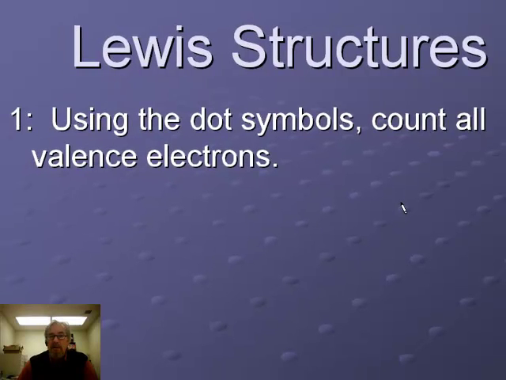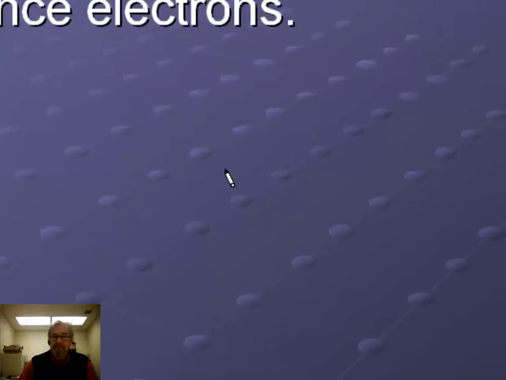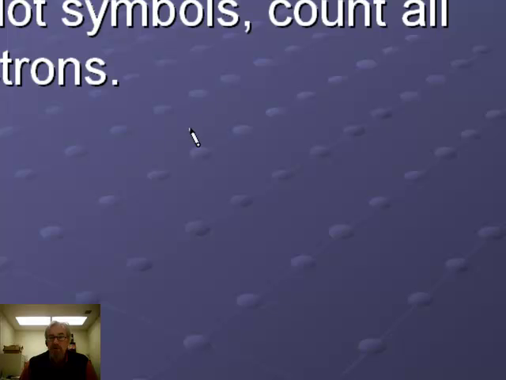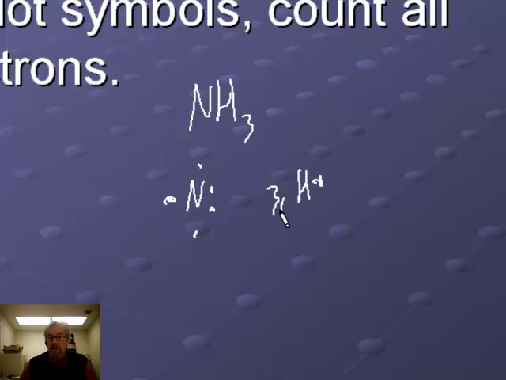The first step is use the dot symbols for all the atoms that are going to be in your structure and count all the valence electrons that are present. So for example, if I were doing NH3, nitrogen has got 5 dots because it's in column 5, and the hydrogens have 1 dot because they're in column 1 and there's 3 of them. So I'd add this all up, and 5 plus 3 makes 8. So I'd know that I had 8 valence electrons to work with in my structure.